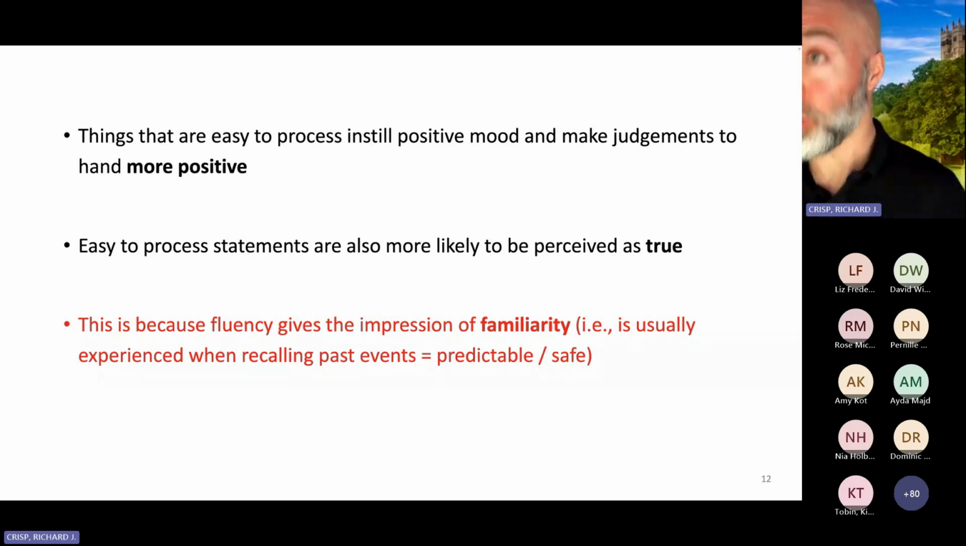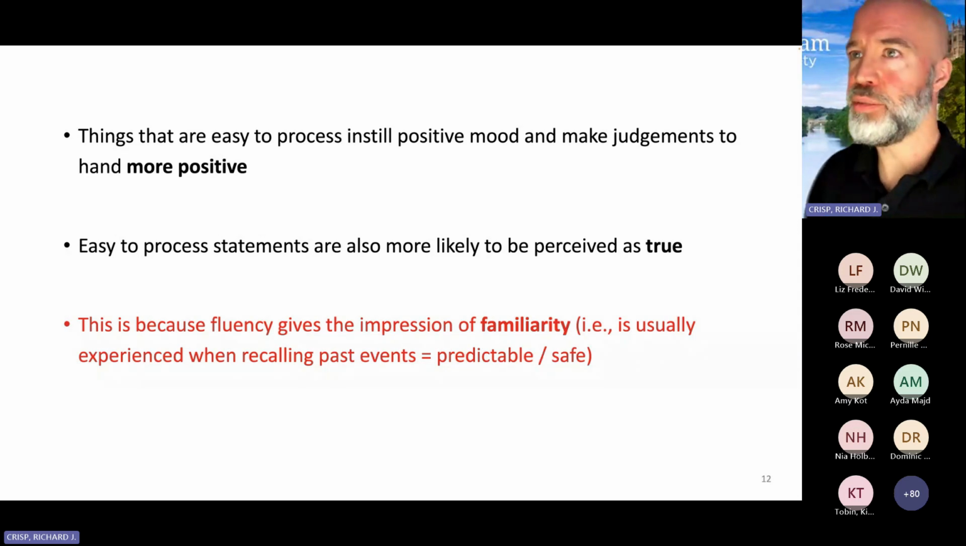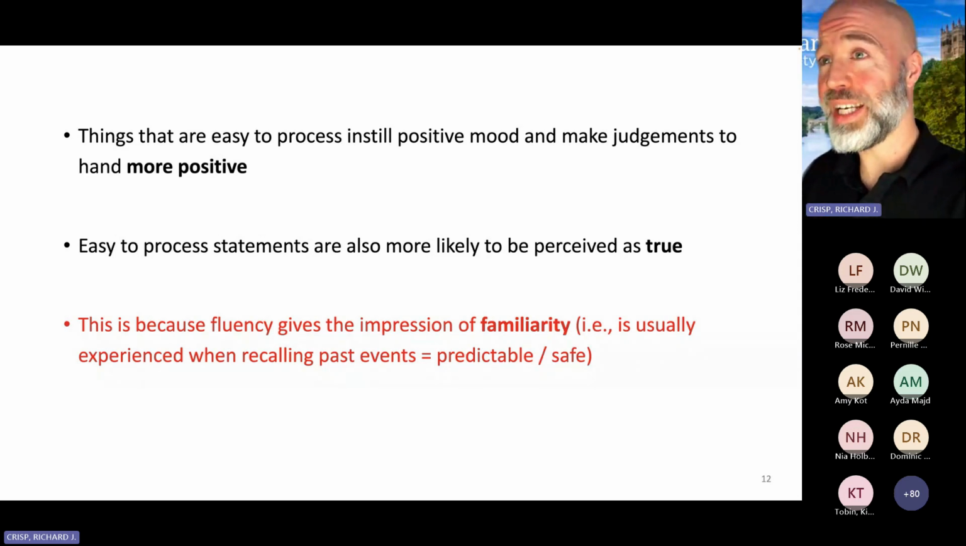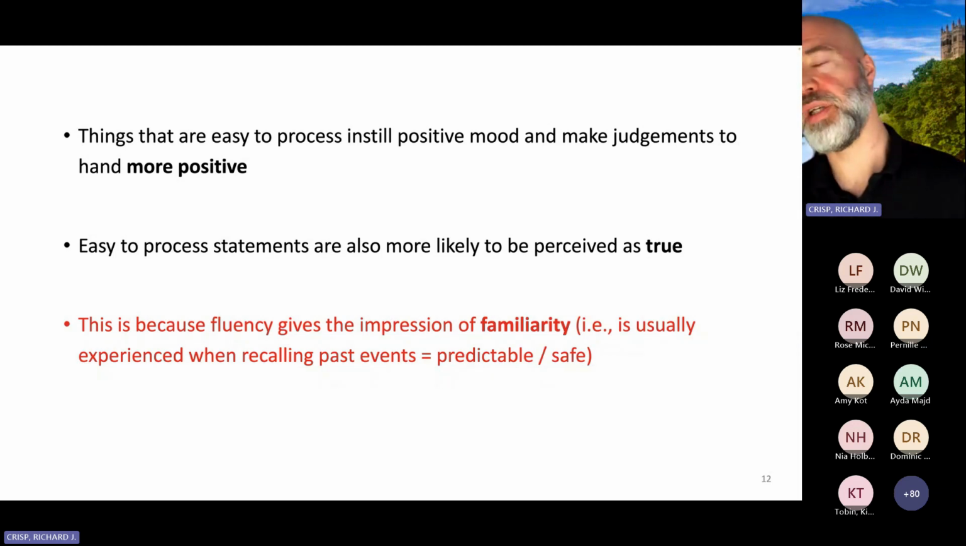So we feel good when we can process something more easily. Our brains are efficiency machines. We're always looking to make decisions in an efficient way, which uses the least amount of energy. And so we feel good when we process things really quickly, and this makes judgments more positive. It's also the case, there's lots of evidence for this as well, that easy to process statements are more likely to be perceived as true as well. So there's this general kind of positive halo effect.